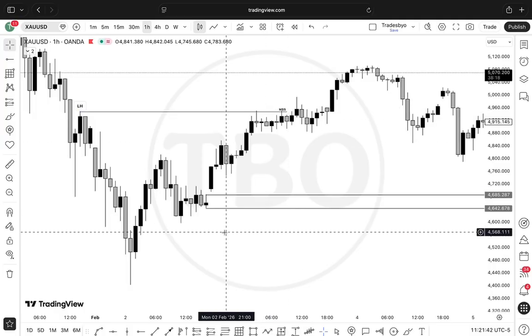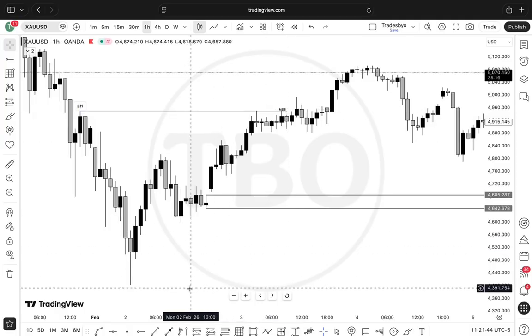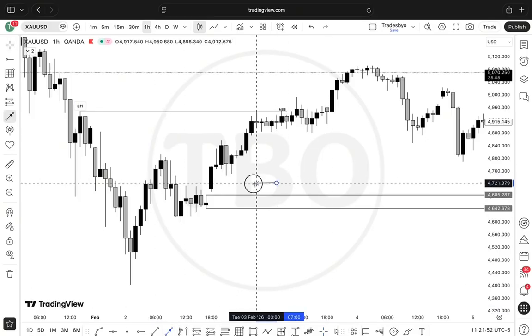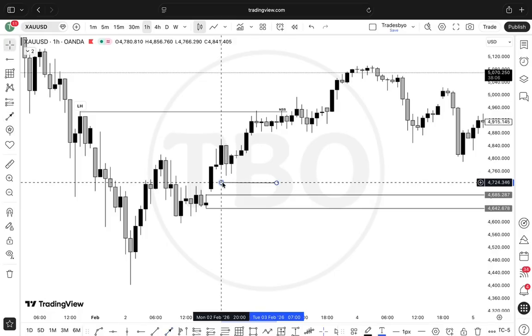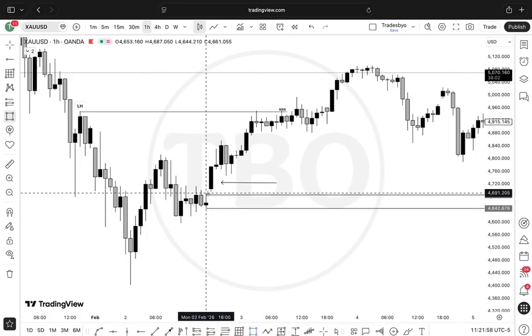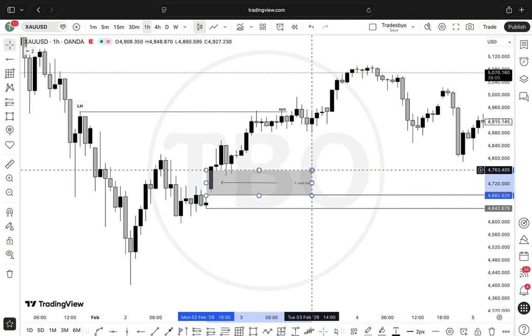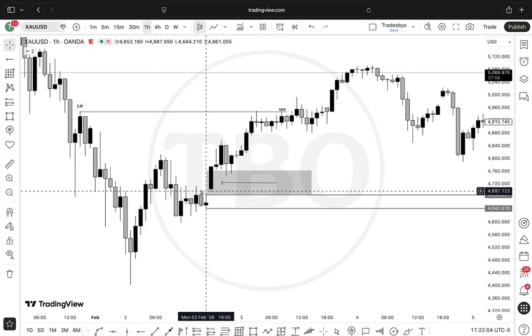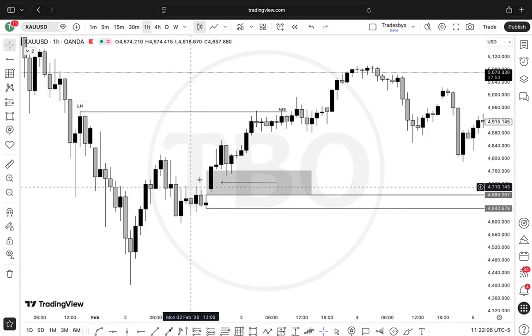Another thing I must add is that we had a fair value gap right here. So let me show you that as well. We had a fair value gap right there, so we can also mark that out. But usually I do not mark out the fair value gap. And if we look below right here, we do not have any more fair value gap.